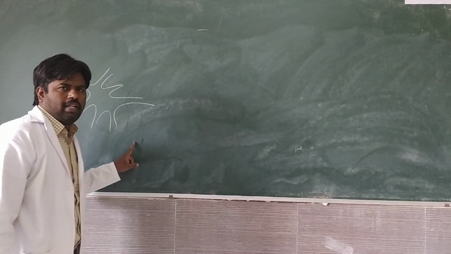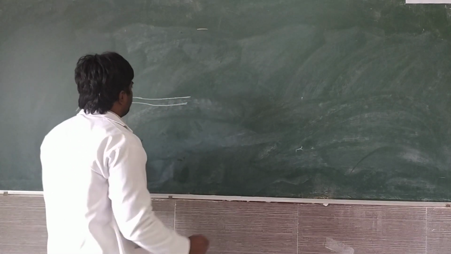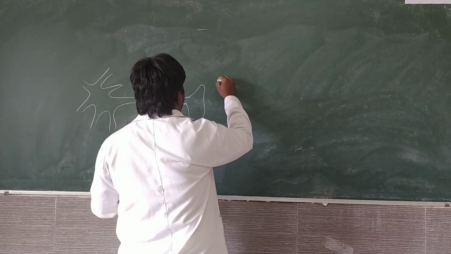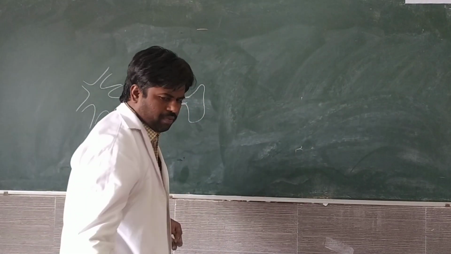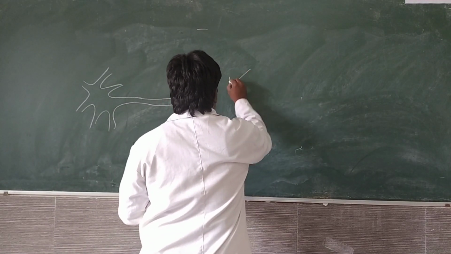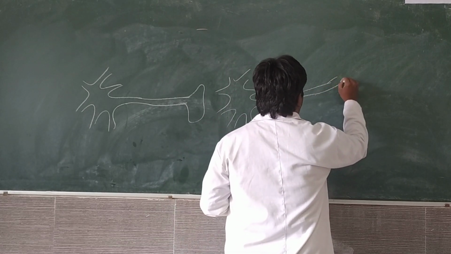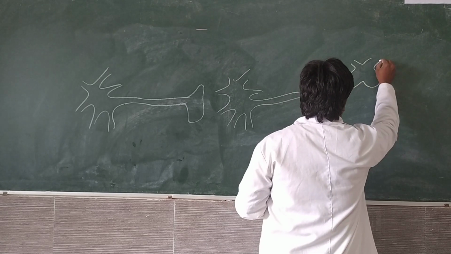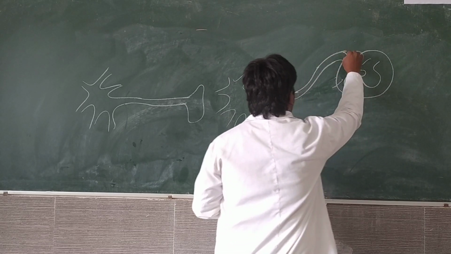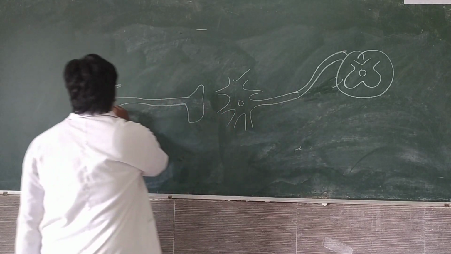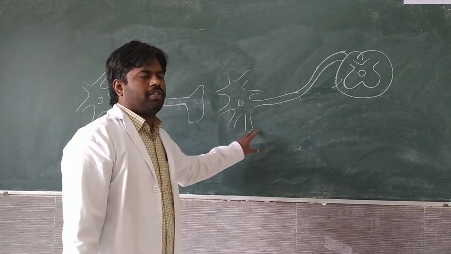Say for example, this nerve fiber is towards the periphery, and due to the synapse, another set of nerve fibers carry the information towards the central nervous system. Now, the concept we need to understand is how these two nerve fibers communicate with each other, how they carry the information from the periphery.